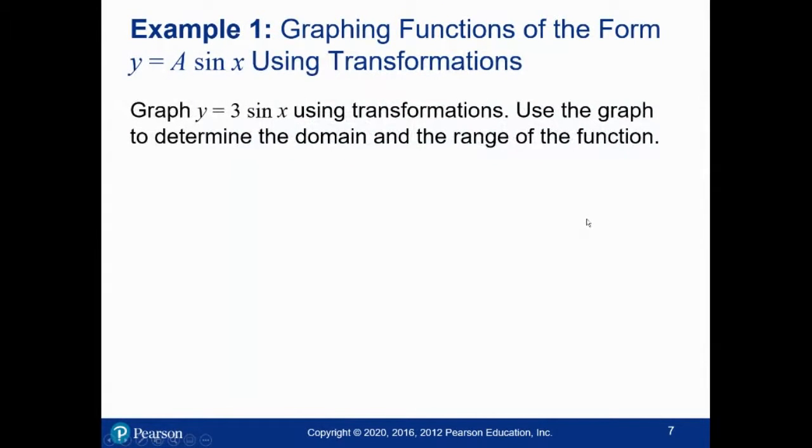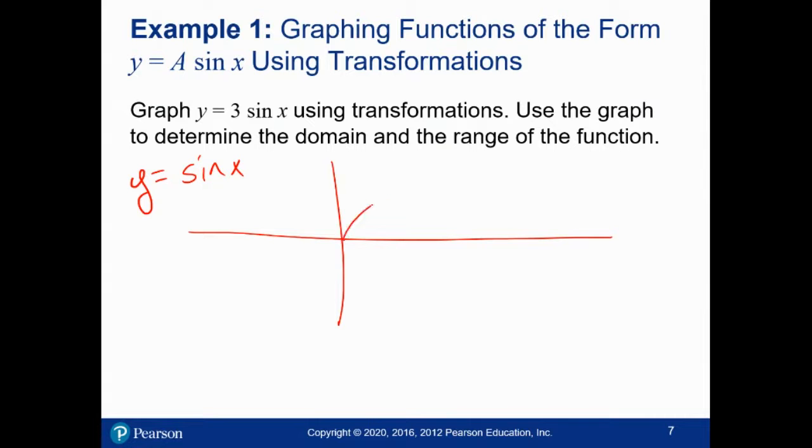So try to graph y equals 3 times the sine of x using transformations. Use the graph to determine the domain and range. Great. So let's start with what we know how to graph: y equals the sine of x. I know it basically does this. It takes 2 pi to do it, and then it's just going to repeat over and over again.